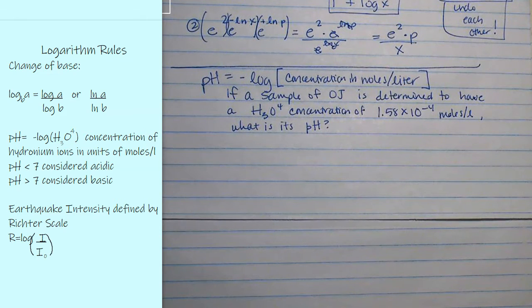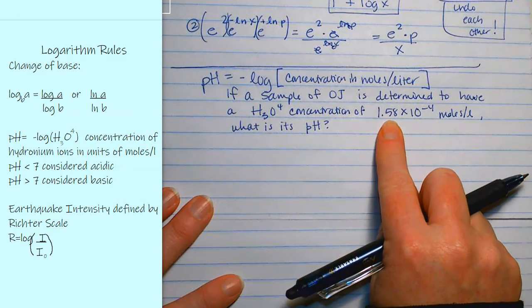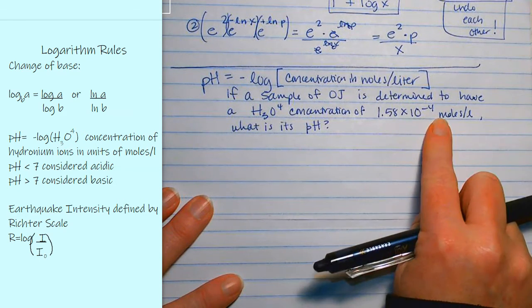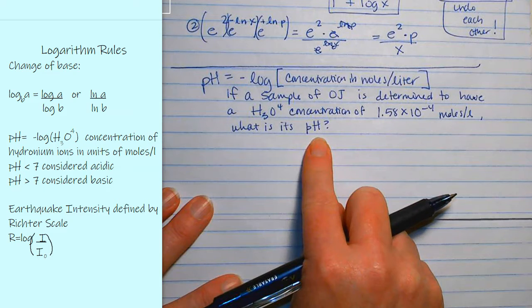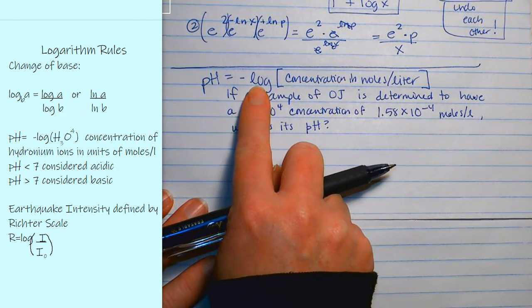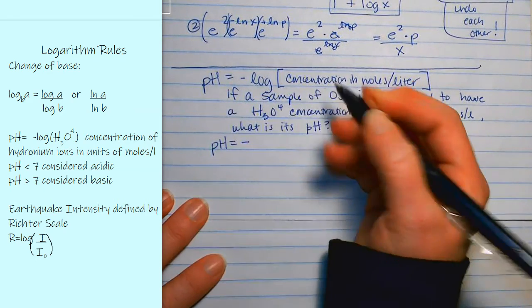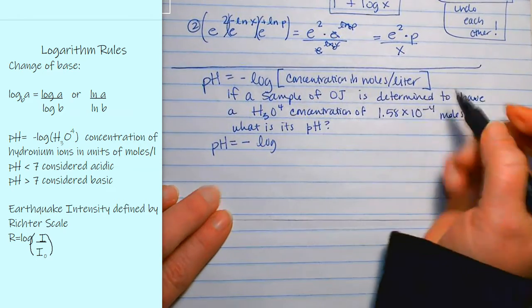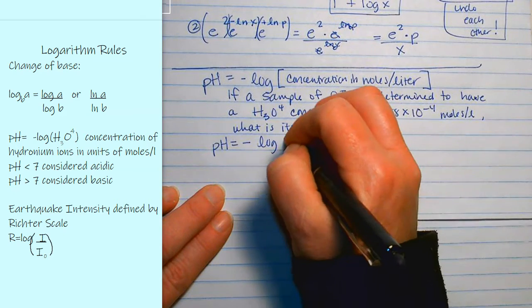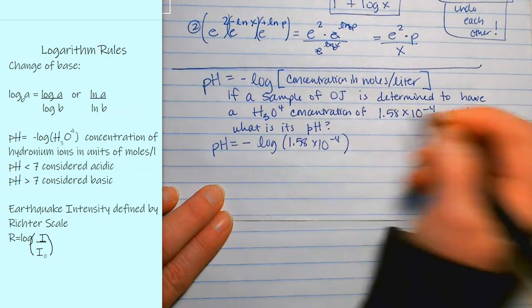Okay, you may have noticed orange juice on the chart that we just did. So our first example is, okay, if a sample of orange juice is determined to have the concentration of 1.58 times 10 to the negative 4 moles per liter, what is its pH? So to do that, we're going to use the equation of opposite, the logarithm of that amount. So pH is equal to negative log, and we put in the concentration amount. So 1.58 times 10 to the negative 4.